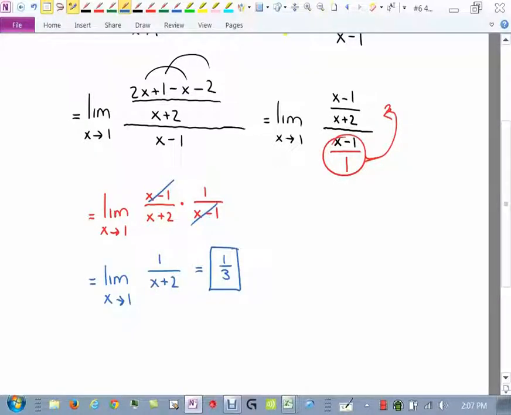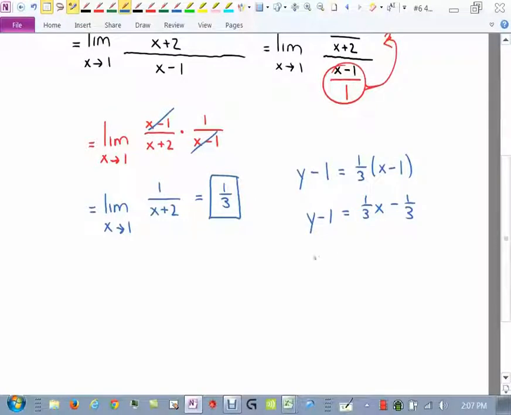So now I can use the formula y minus y1 equals m times x minus x1. So y minus y1 was 1, my slope was 1/3, and then x minus my x1, which was 1. Distribute. This is not absolutely necessary, but I encourage you to take this all the way and solve it for y. I'm going to add 1 to both sides. Negative 1/3 plus 1 is 2/3. There we go. That is the equation of your tangent line.